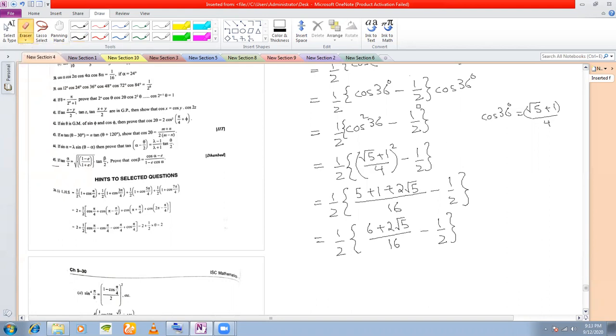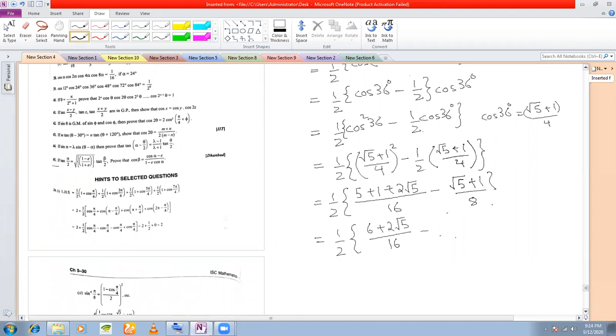Okay, now this is half cos 36. My mistake here. If I am multiplying cos 36 everywhere, this should be half cos square 36 minus half cos 36 degree. Now this is fine. Put the value of cos 36 here also. So you get root 5 plus 1 by 4 minus root 5 plus 1 by 8.